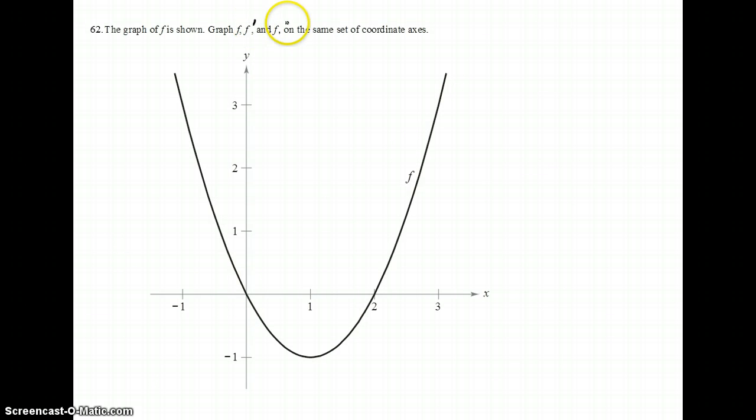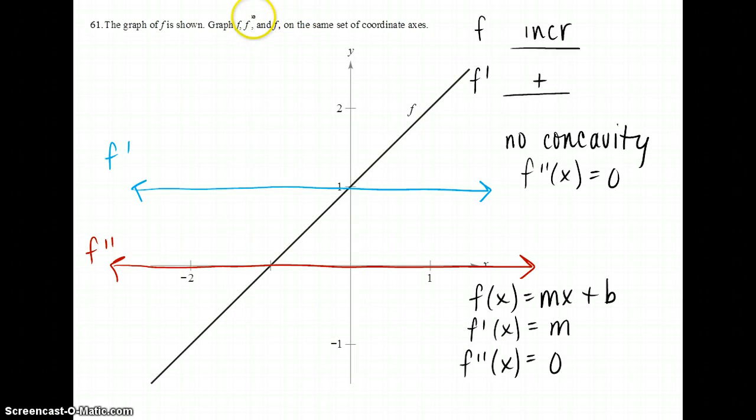Number 2, and I'm sorry, this is missing. So as the directions say, graph f, f prime, and f double prime. Well, the graph of f is already given, so we don't have to do anything more.